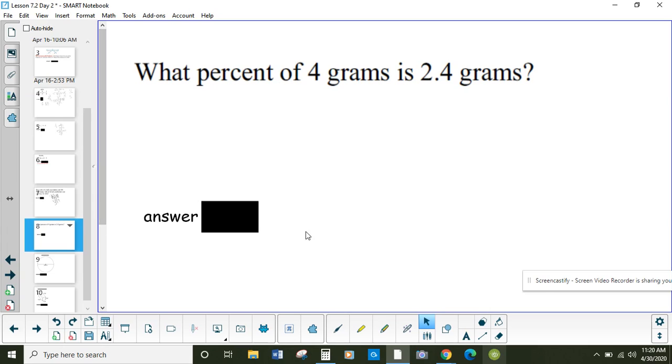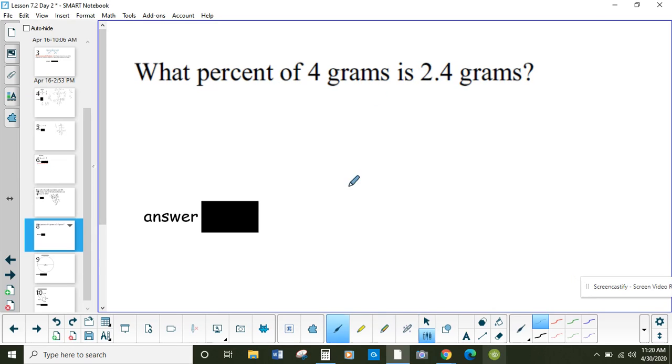This is a percent question, so we're going to use the percent proportion. So percent proportion is is over of equals percent over 100, right? So let's go ahead and do that.